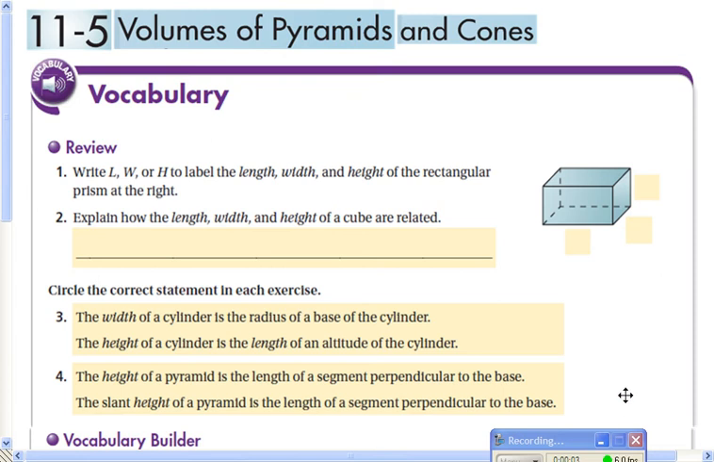Hey students, this is lesson 11.5. We're going to be finding the volumes of pyramids and cones. Go ahead and do the vocabulary for a review here, and I'll check back with you.